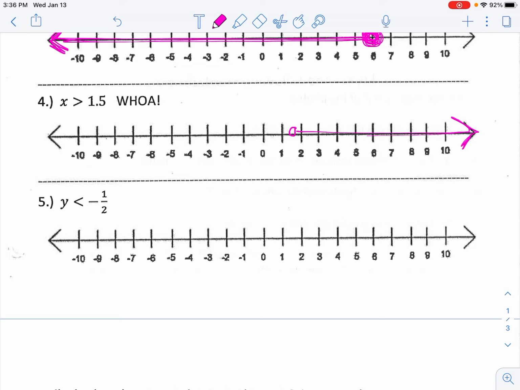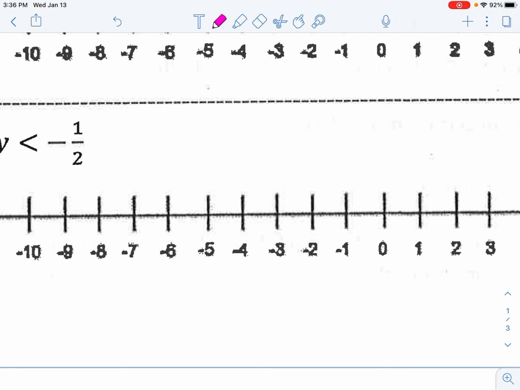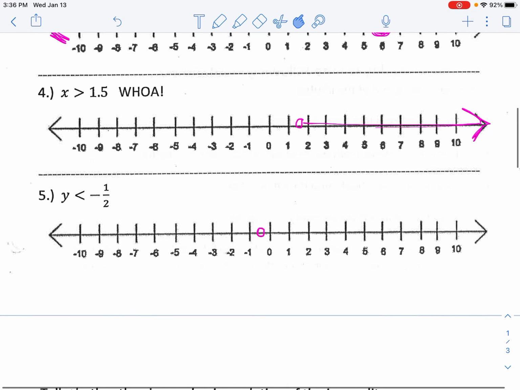Y is less than negative 1/2. So negative 1/2 is going to be halfway between 0 and negative 1. That is going to stay an open circle, and we are going to darken that one going to the left.